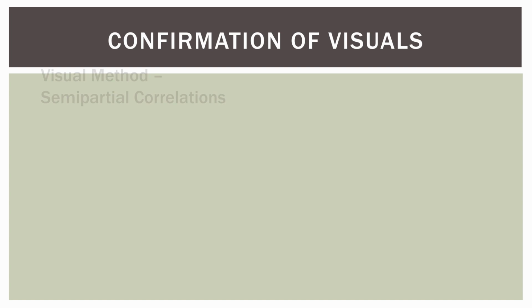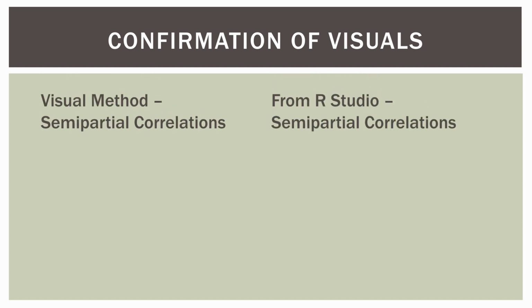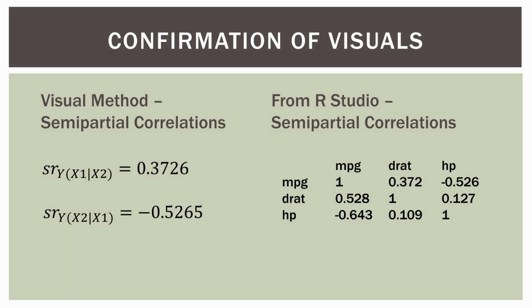So, confirmation of the visuals. On the left, we have the visual method. On the right, we have the semi-partial correlations from RStudio. So we did these two already. The semi-partial correlation between y and x1 partialing out x2 is 0.3726. And then the semi-partial correlation for y and x2 partialing out x1 was negative 0.5265. Well, look over here on the right, we have the exact same thing from R. And we're just using that as confirmation that we did everything right.